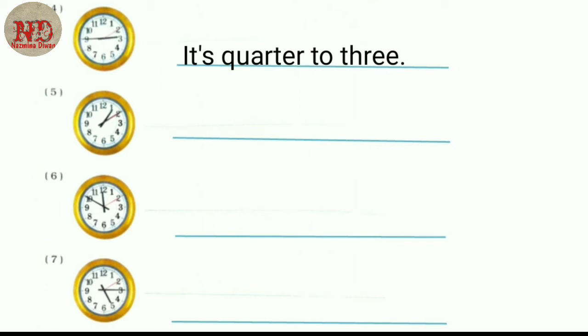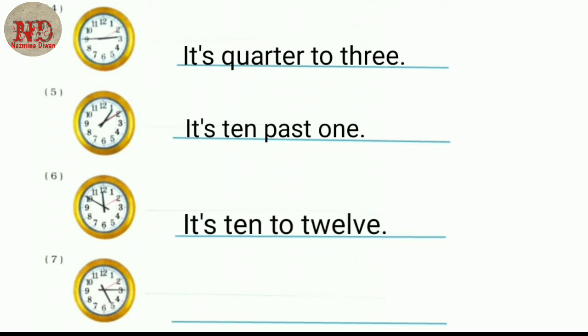A short hand is at 1 and long hand is at 2. So students, what time is it? It's 1:10. Okay, it's 10 minutes past 1. Now let's see in the next clock. A short hand is at 12 and a long hand is at 10. So what time is it? We can say 10 to 12. Okay students, it means 10 minutes to 12. Otherwise we can say it's 11:50.